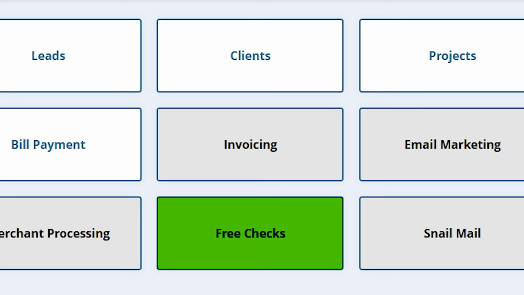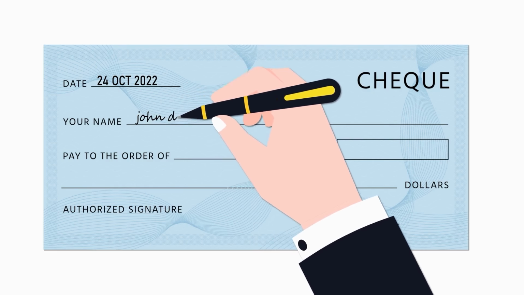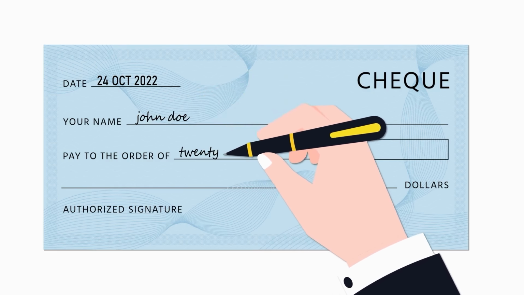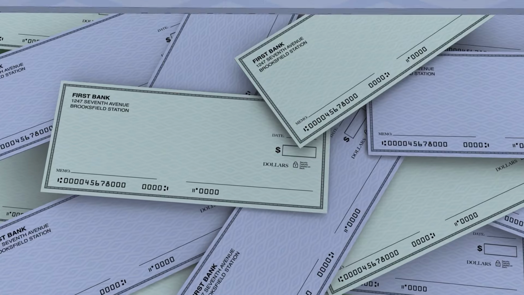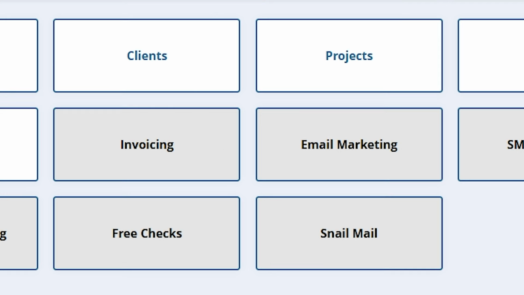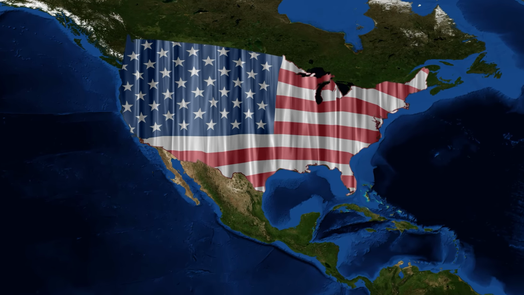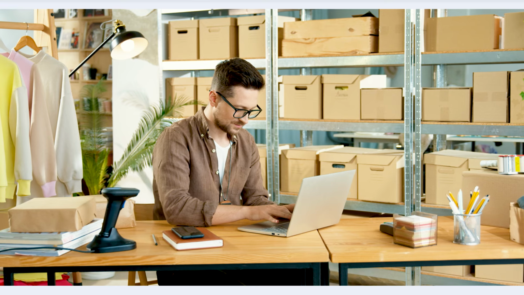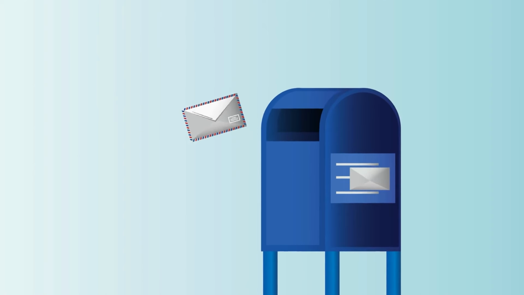Number 14. Free checks module. A unique feature that allows businesses to securely issue and manage free checks, enabling clients to order business checks at the lowest price in the industry for convenient in-person vendor payments. Number 15. Snail mail module. Send virtual mail to recipients across the USA with ease. Simply use our platform to send letters or packages digitally, while your recipient will receive a physical copy, all without needing stamps or postage.